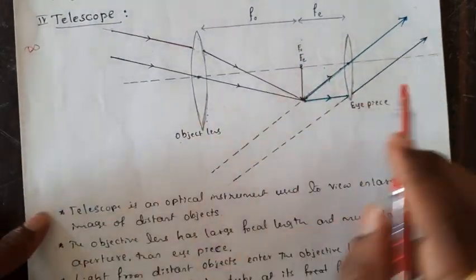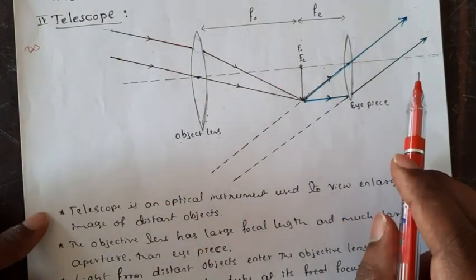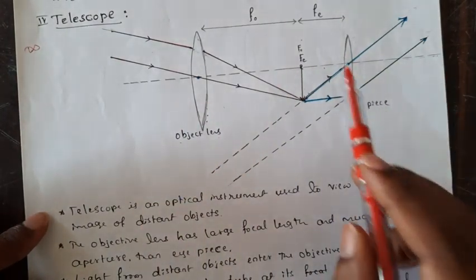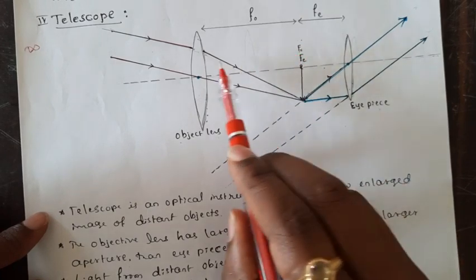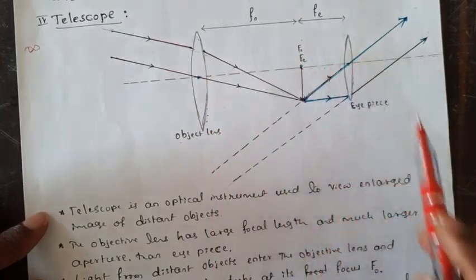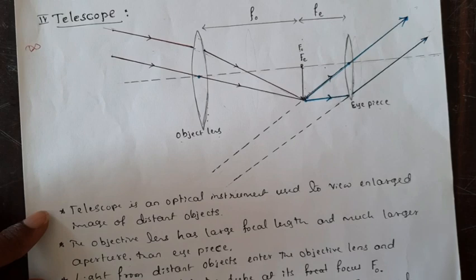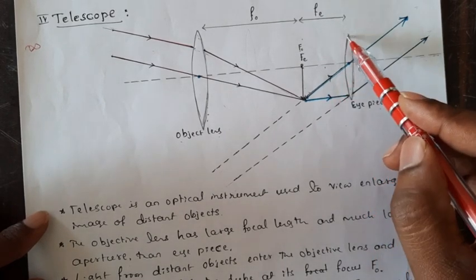The separation of the lenses is so adjusted that f naught, the principal focus of the objective lens, and fe, the principal focus of the eyepiece, should coincide.